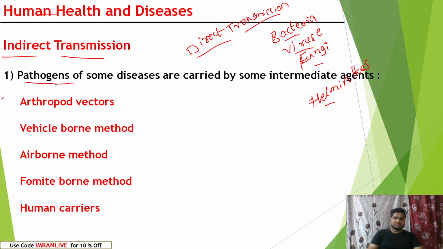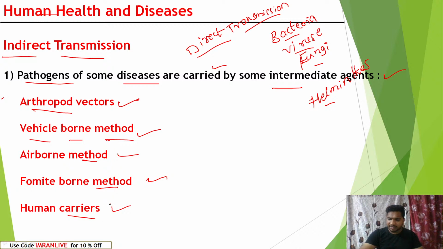Let's understand the pathogens, the disease-causing agents of some diseases. They are carried by some intermediate agents. These pathogens include bacteria, viruses, fungi, helminthes, that is, worms also. Sometimes they are carried into the human body by intermediate carriers. For example, arthropod vectors. Vectors are those which carry disease-causing pathogens. We have arthropod vectors, the vehicle borne method, the airborne method, the fomite borne method, and human carriers. We will discuss all types of carriers.